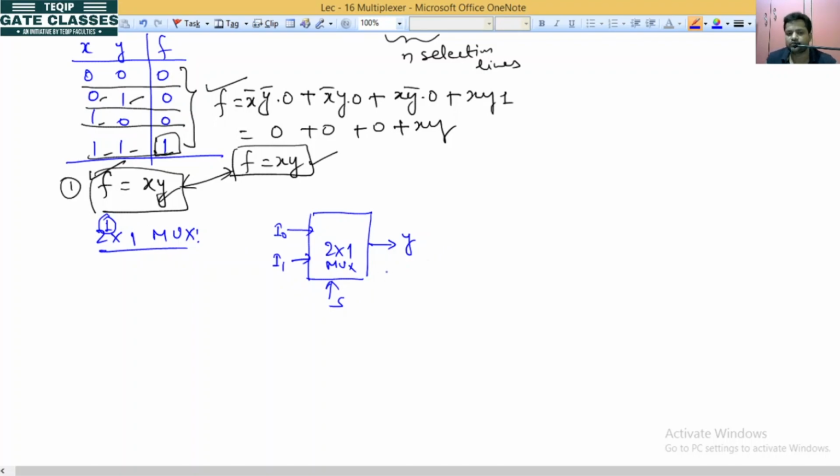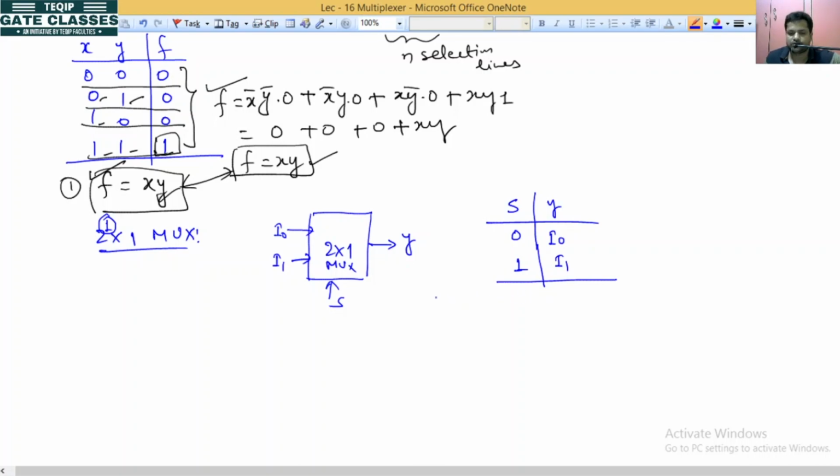Now, in this multiplexer, when you are going to form the truth table, generally we form the truth table between input and output. But in the multiplexer, we will build the truth table between the selection line and output. So the selection line is S, output is Y. We have only one selection line, so either it is 0 or 1. If it is 0, then I0 is transferred to the output. If it is 1, I1 is transferred to the output.